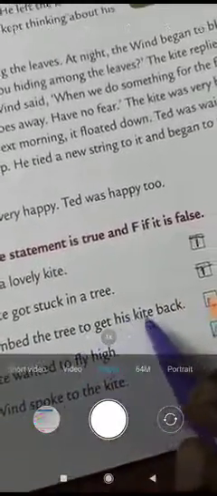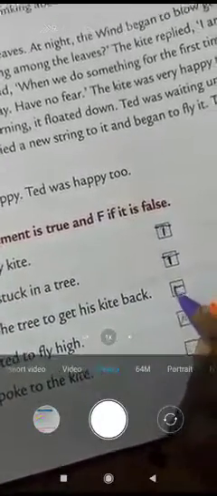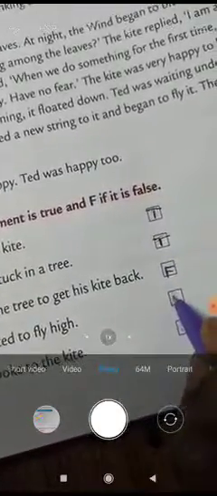Yes, it got stuck. It didn't want to come down because it was very afraid to fly high. Ted climbed the tree to get his kite back. No, he did not climb up. He tried to pull it, but he could not get it, so he left it like that. Number 4, the kite wanted to fly high. No, it was scared. This is false.